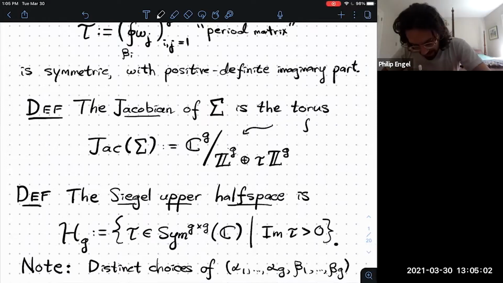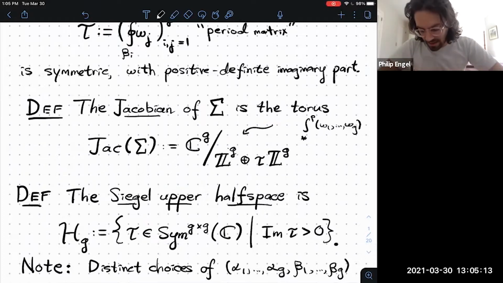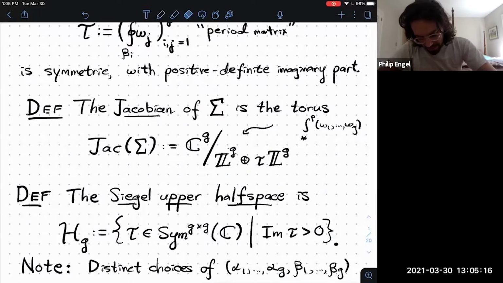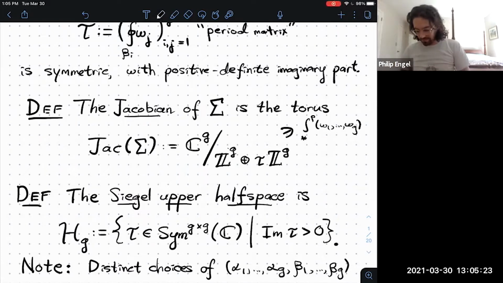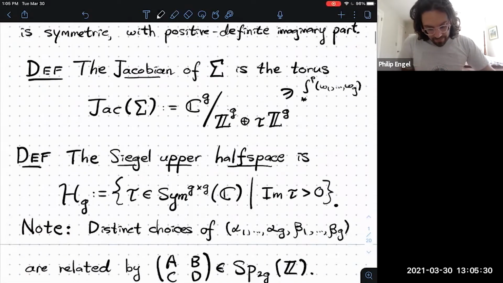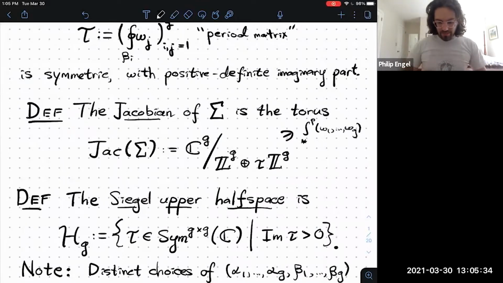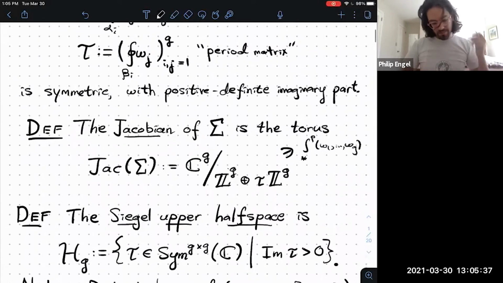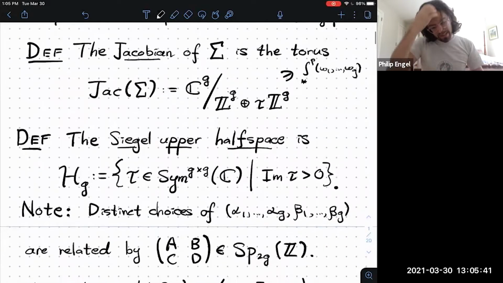integrating from a base point on the Riemann surface to a point P, the one forms omega 1 through omega g will give a well-defined point in this torus, since any two paths connecting the base point to P differ by a closed loop. And so it's natural to introduce the space of possibilities for what this period matrix could be. And that leads us to the definition of the Siegel upper half space, which is simply the space of symmetric G by G complex matrices for which the imaginary part is positive definite.